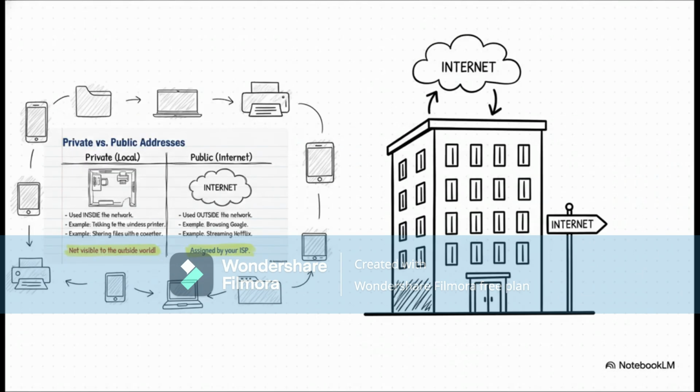And this is such a great way to picture it. Inside your house, every single device, your phone, your laptop, even your printer, they each have their own private room number. But to the outside internet, your entire house just shares one single public address, kind of like the main entrance to an apartment building.